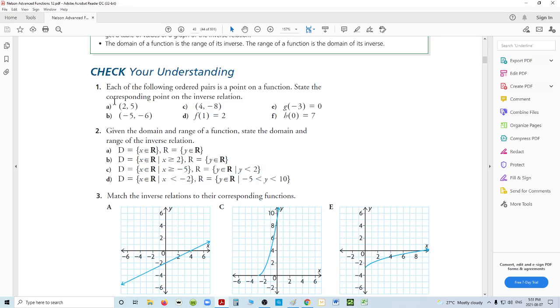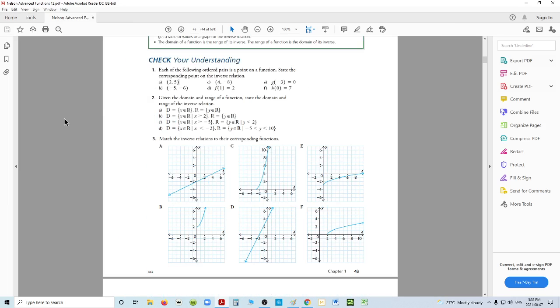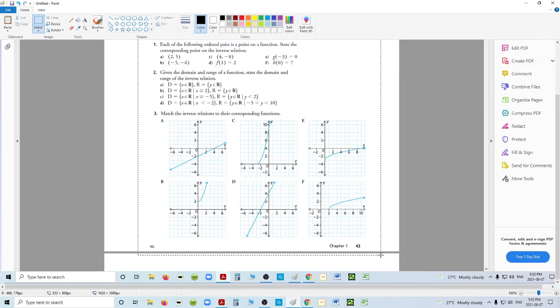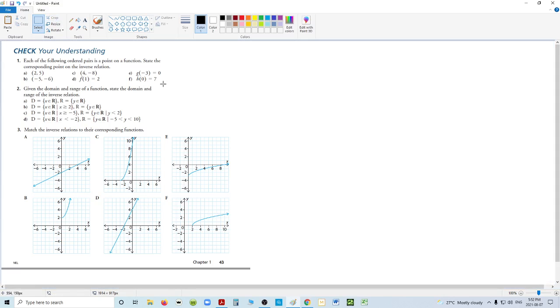And finally, there's one thing I didn't cover. The nice thing about coordinates, when you find the inverse of a coordinate, you just swap their x and y values. It's actually very easy to work with coordinates for inverse. But let's try to do as many as we can. And unfortunately, I think I have to take a break at some point in order to prepare dinner. But we're going to just look at a couple of these questions.